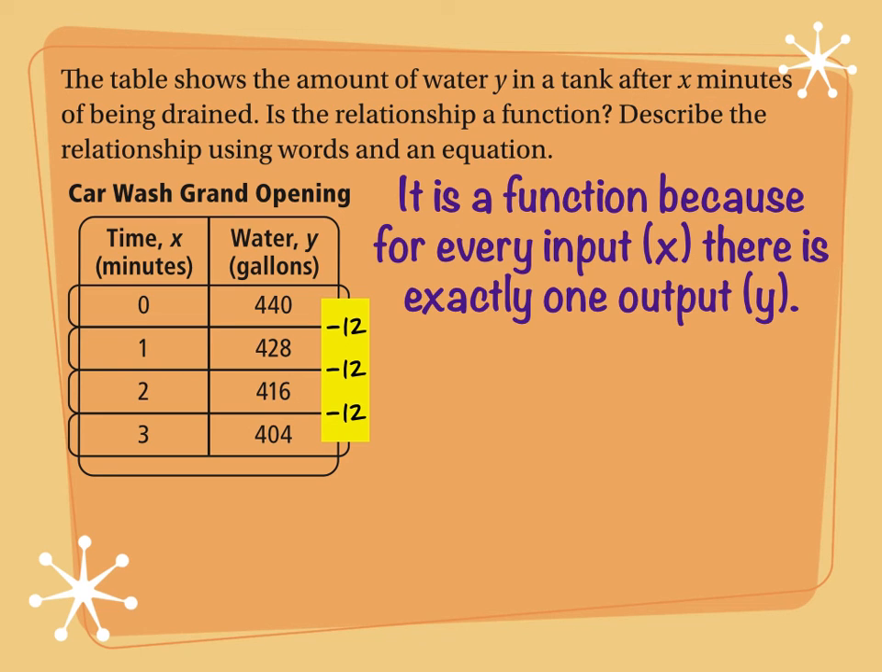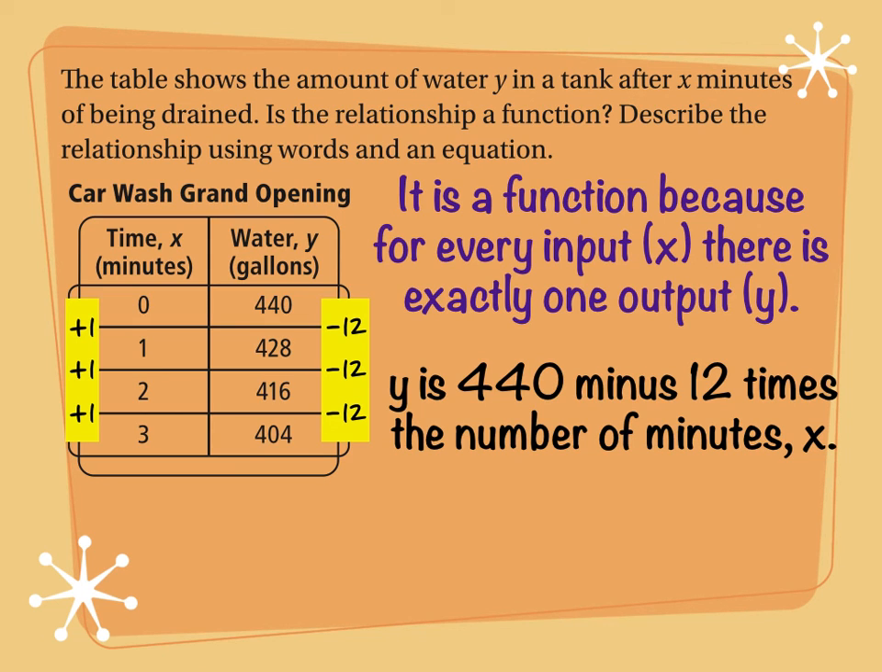While the water is decreasing by 12 every time, the minutes are increasing by 1 every time. So we go from 0 to 1, 1 to 2, 2 to 3. Each one is 1 minute more. So we can say y is 440 minus 12 times the number of minutes x. Or we could write it as an equation, which is y equals 440, the number of gallons of water at 0 minutes, minus 12x, because for every minute, the gallons of water are decreasing by 12 gallons.